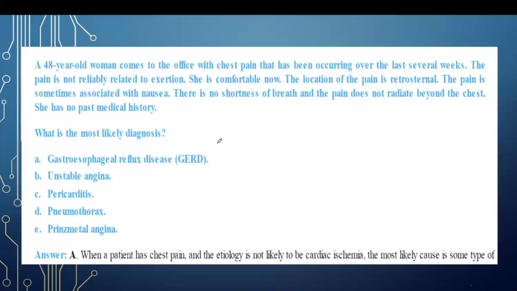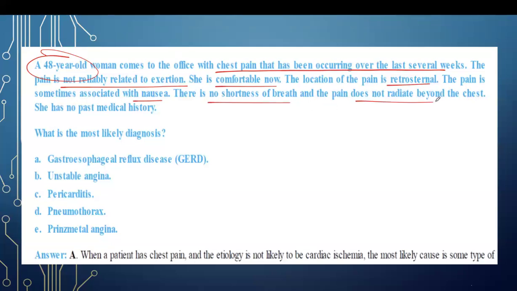Let's have a look at this question. A 48-year-old woman comes to the office with chest pain that has been occurring over the last 2 weeks. The pain is not related to exertion. She's comfortable, retrosternal pain. Pain sometimes comes with nausea, no shortness of breath, and it does not radiate. No other history. What is the most likely diagnosis?